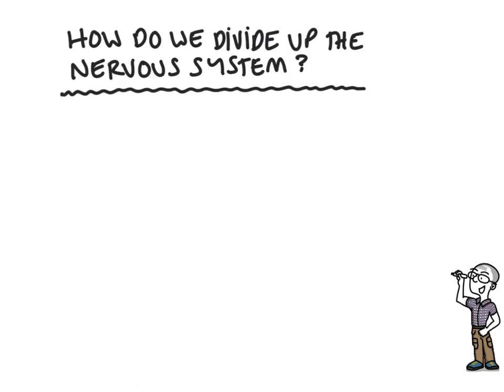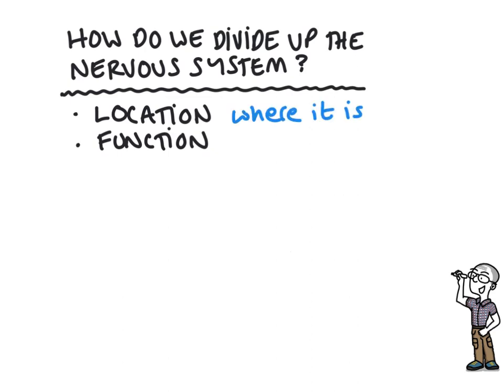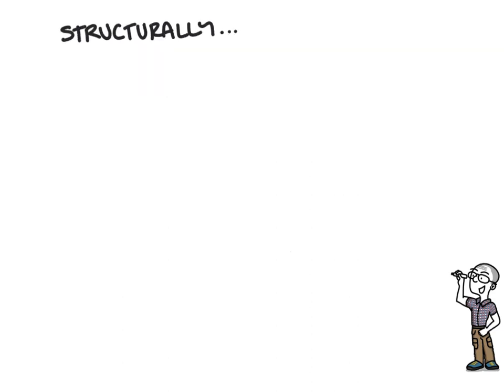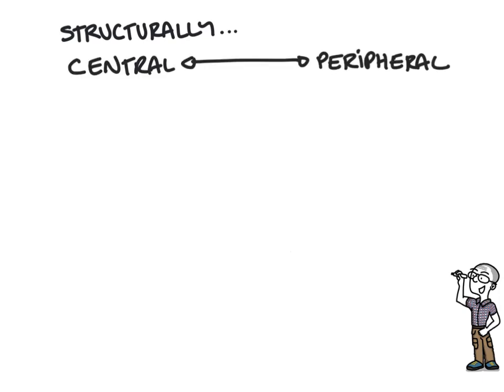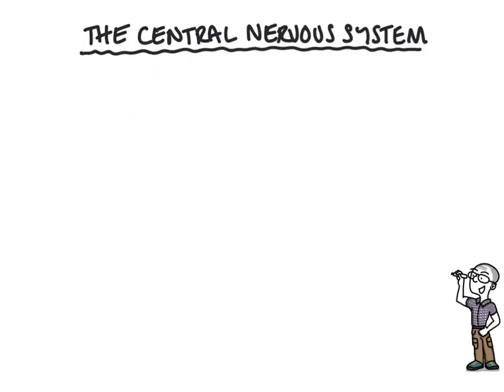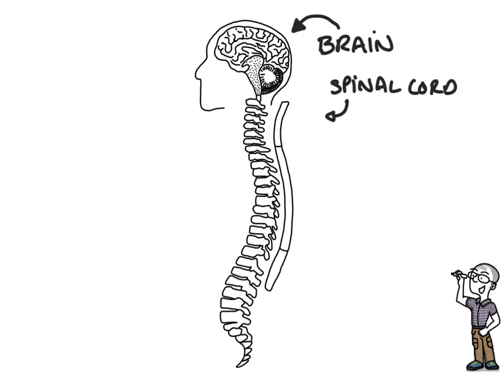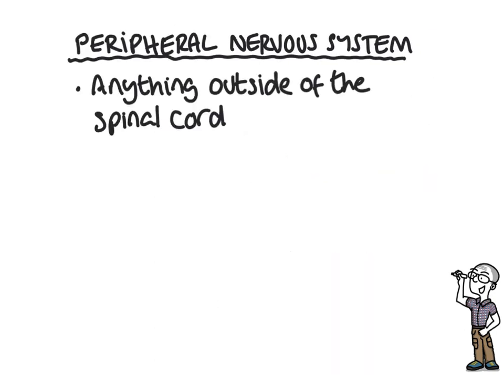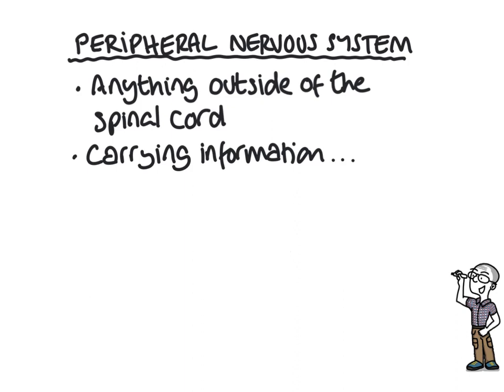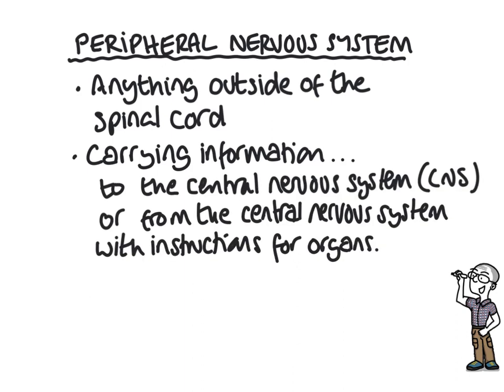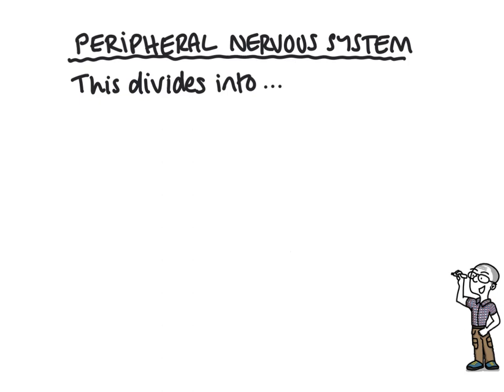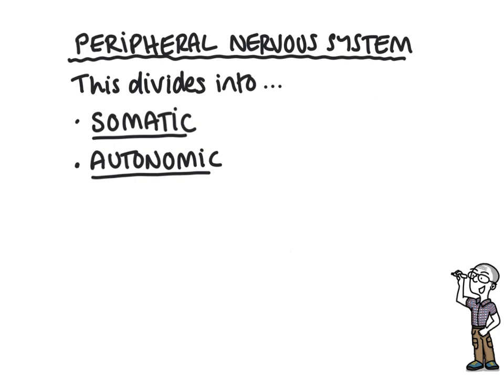There are lots of different ways to think about dividing up the nervous system. These are usually based on location or function, that is, where stuff is and what it does. Structurally, the first division we need to consider is between the central and peripheral nervous system. The central nervous system is made up of the brain and the spinal cord. The peripheral nervous system is anything outside of the spinal cord, carrying information to or from organs, muscles, glands, etc. The peripheral nervous system then can be divided further up into somatic and autonomic nervous systems.